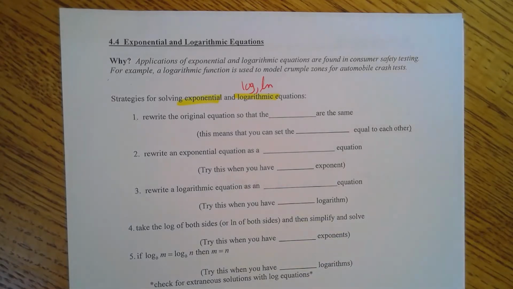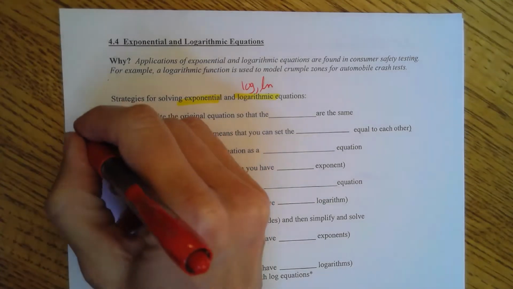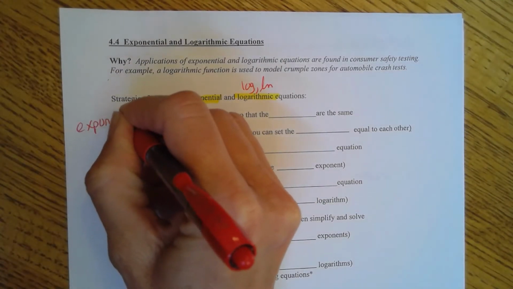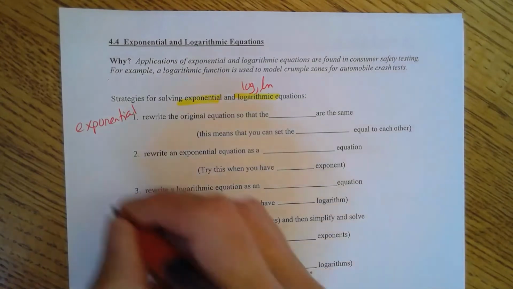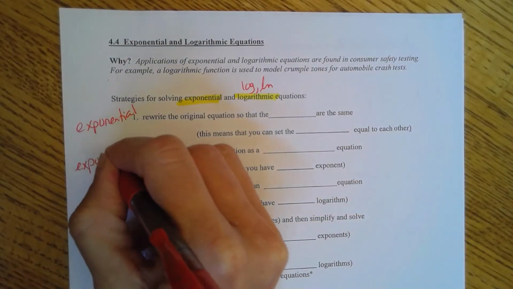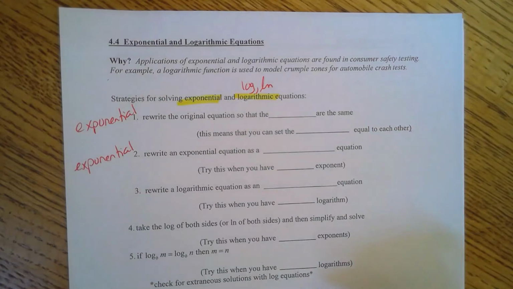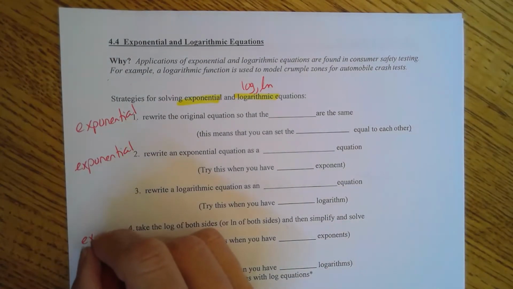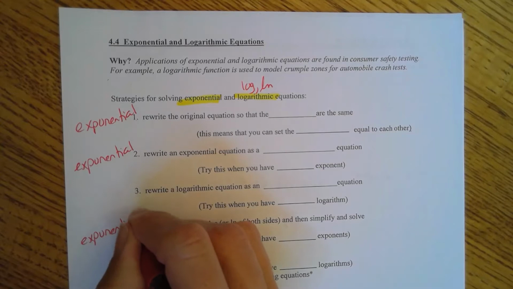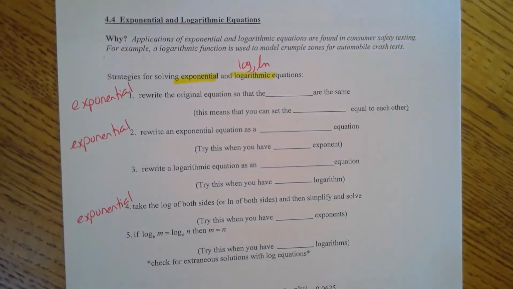So we have different strategies. We have 3 strategies for exponential, and we have 2 strategies for logarithmic. So strategy 1 is for exponential. Strategy 2 is also for exponential. And then strategy 4 is for exponential. So you get to try either of these strategies. Do they all work? 99% of the time. Most of them will work. Once in a while, number 1 would not work. But I will give you some ideas of when you use each different strategy.